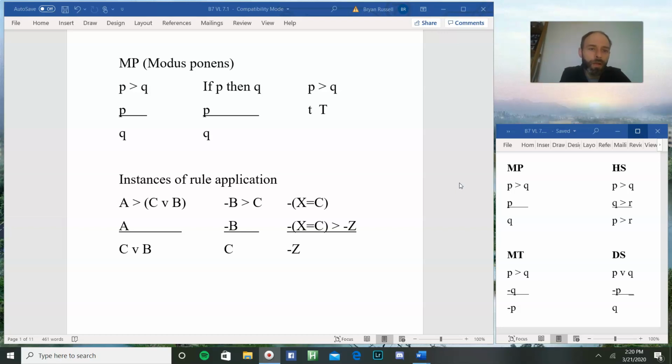MP tells us that if you have a conditional statement, for example, P horseshoe Q, and if you know that that's true, and if you know that P is also true, so you know that everything before the horseshoe is true, then you also know that Q has to be true as well. So if you know if P then Q, and if you know P, then given that first line, if P then Q, then you know that Q has to follow.